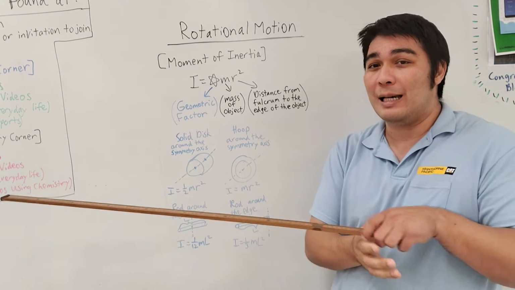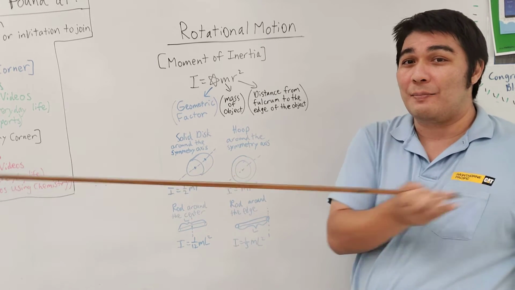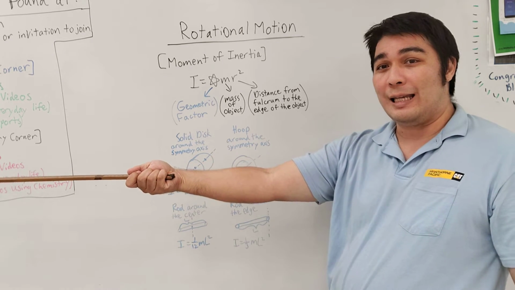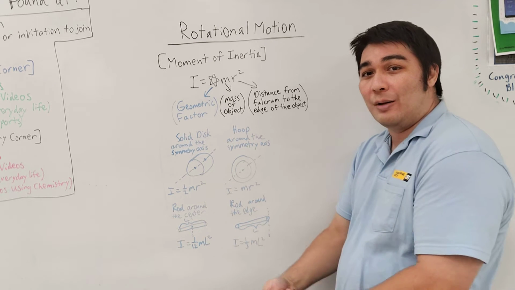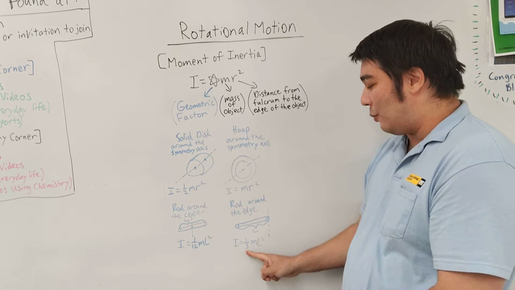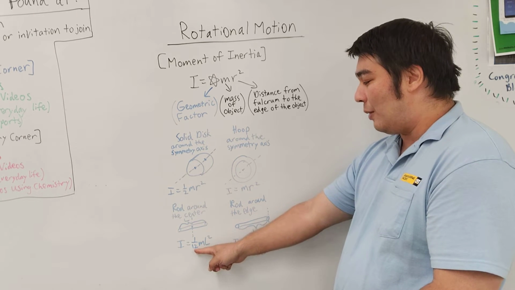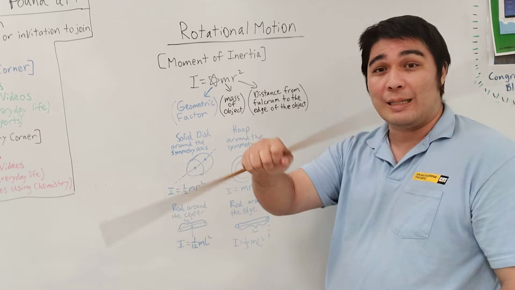However, let's say I hold it like this, but I'll put it over here now. So let's say I hold it at the end. Right now, it's going to be a rod around the edge. So if you want to pause the video and look, that is 1/3 m l squared. The rod around the center is 1/12 m l squared. So again, as you can see, from here to here, very easy.